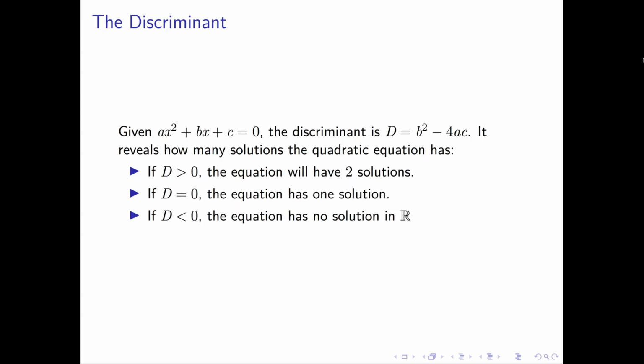Now, that b squared minus 4ac is a small part of the quadratic formula, and that is called the discriminant. And we are going to use the letter capital D to represent the value of the discriminant. And that value tells us how many solutions a quadratic equation has. If you find the discriminant is greater than 0, then the quadratic equation will have 2 solutions. And if it's equal to 0, the equation has 1 solution. And if it's less than 0, as we saw just a few minutes ago, then we know that the equation has no solution in the real numbers.